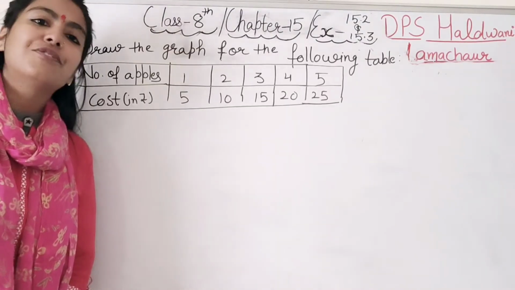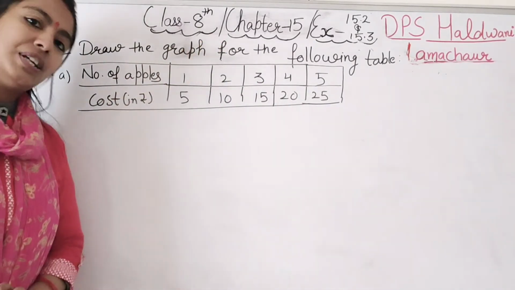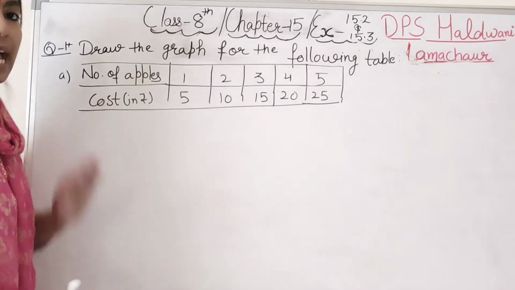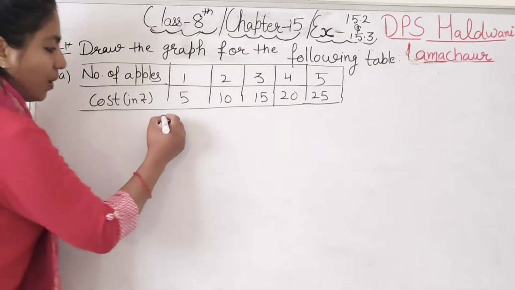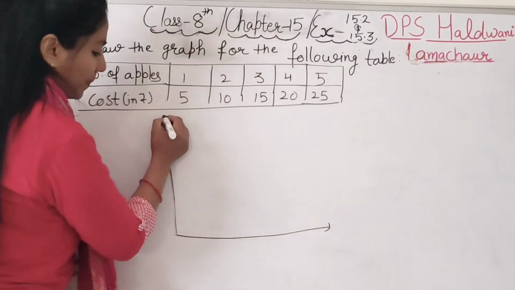Coming to exercise 15.3, question number 1. Draw the graph for the following table. So you have to draw the graph, student, right? Number of apples and cost is given to you. So again, for that you have to draw the x-axis and y-axis, right?